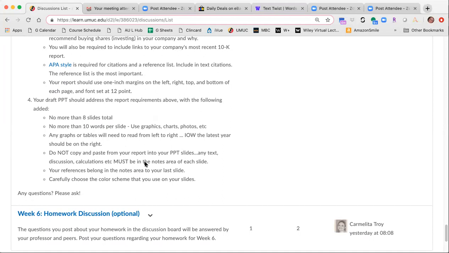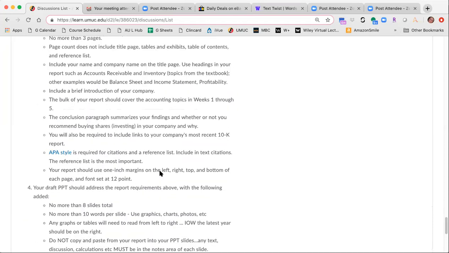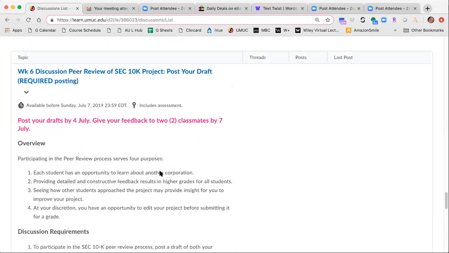What you want to do is share about your company as if you're trying to convince someone that this is a good company and they can invest in it. Maybe you might come to the opposite conclusion, and you might say that right now it's not a good time to invest in this company because they're not making a profit, or they're having other issues that would make it not advisable.